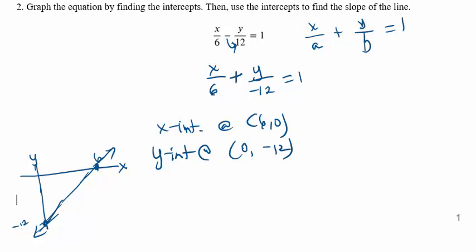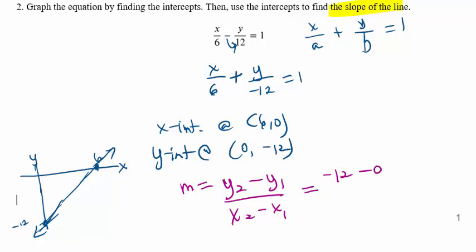The other thing that we're asked to do is find the slope of the line. And so the slope of the line can be found if we know 2 points as listed as ordered pairs, using the slope formula, y2 minus y1 over x2 minus x1. And so in this case, it's -12 minus 0 over 0 minus 6, or -12 over -6, which is +2.